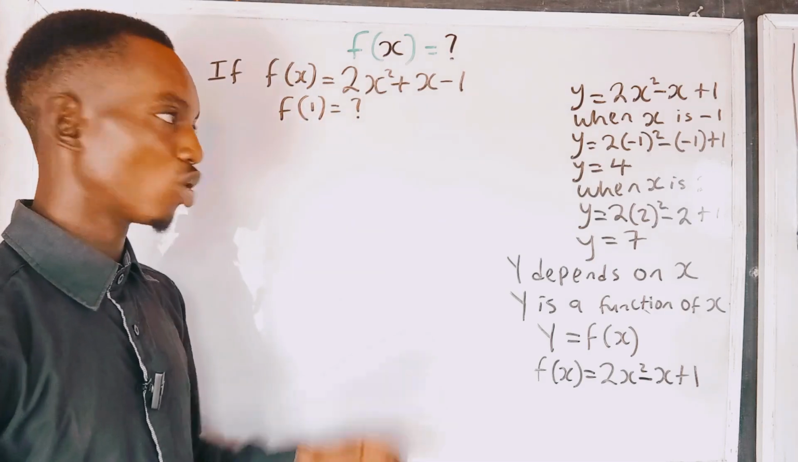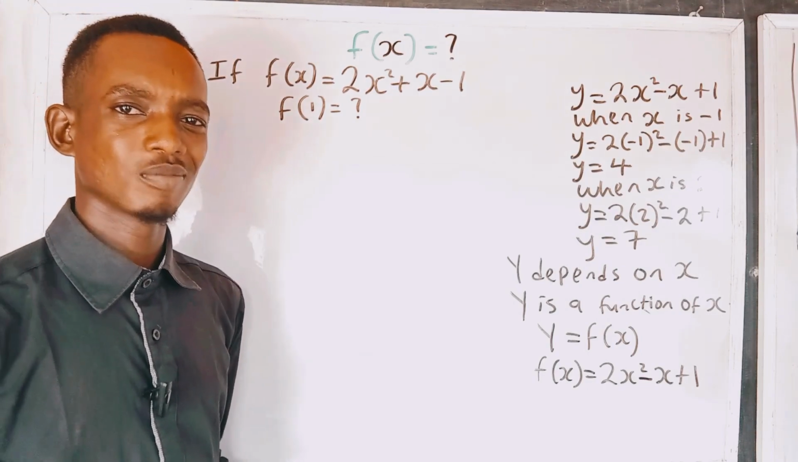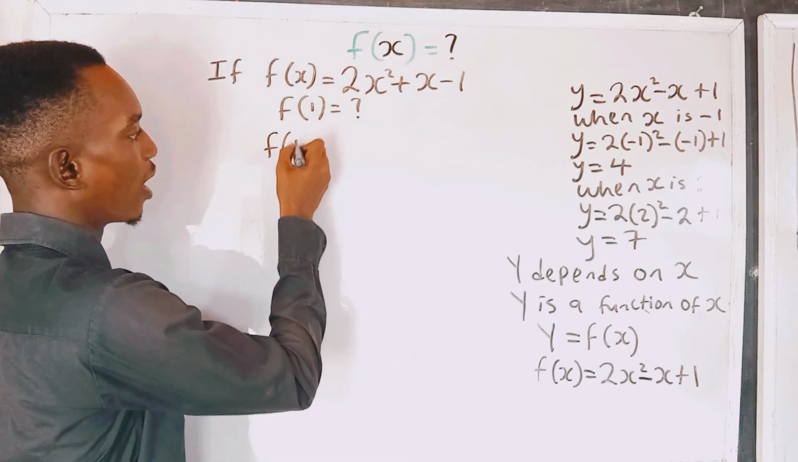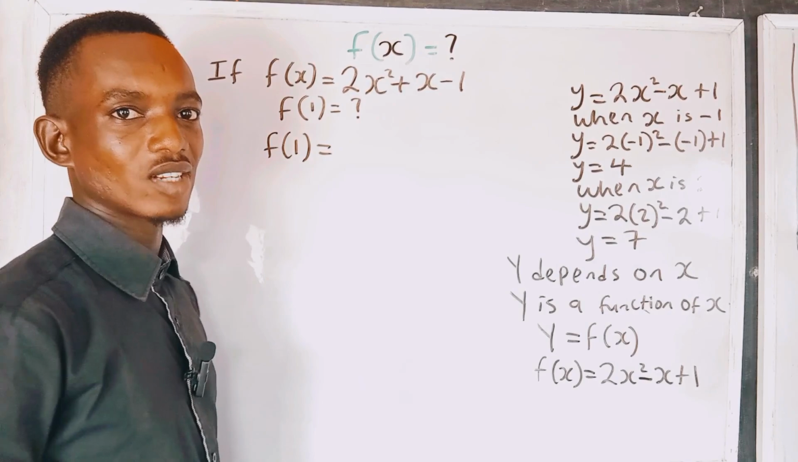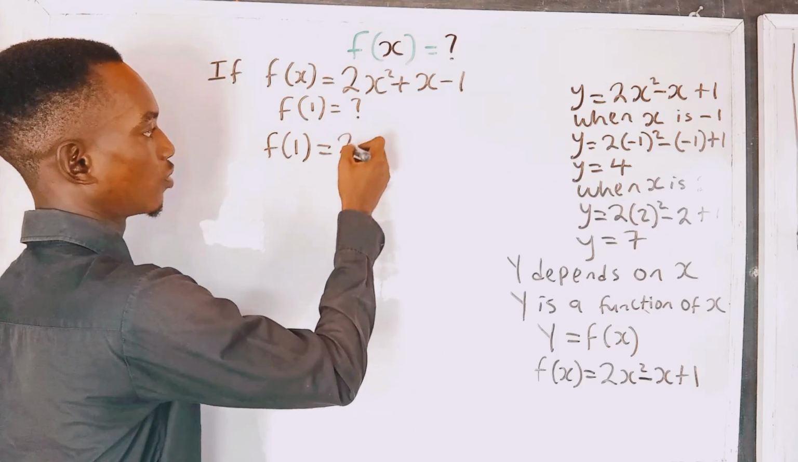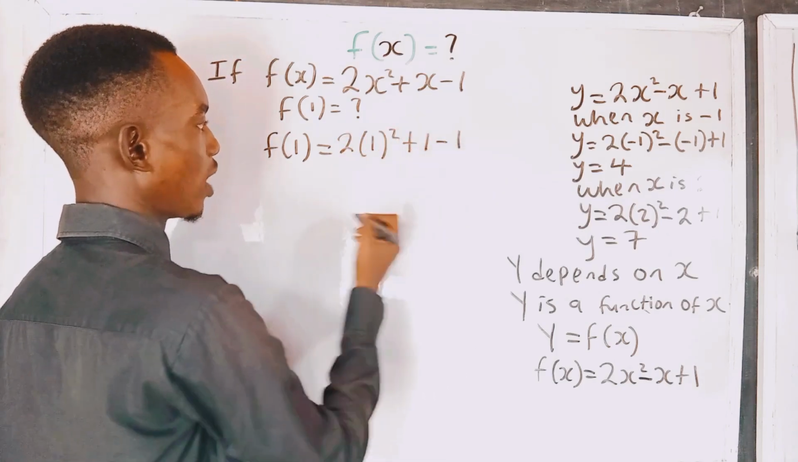What does the left hand side become when x at the right hand side is 1? We solve this by direct substitution. Let's say f of 1 equals, anywhere we see x at the right hand side, we put 1 because that's what the left hand side depends on. We have 2 times 1 squared plus 1 minus 1.